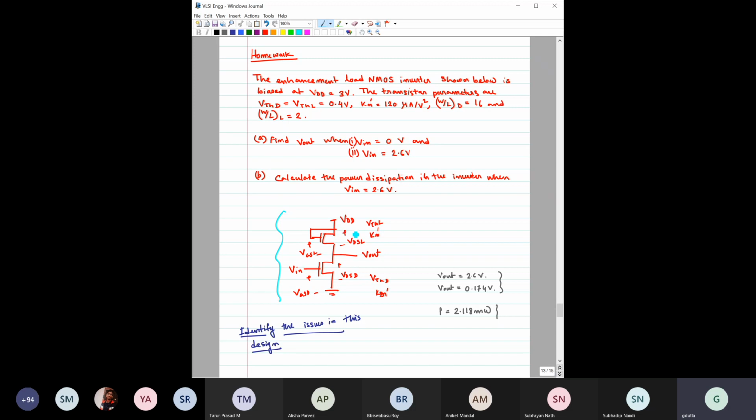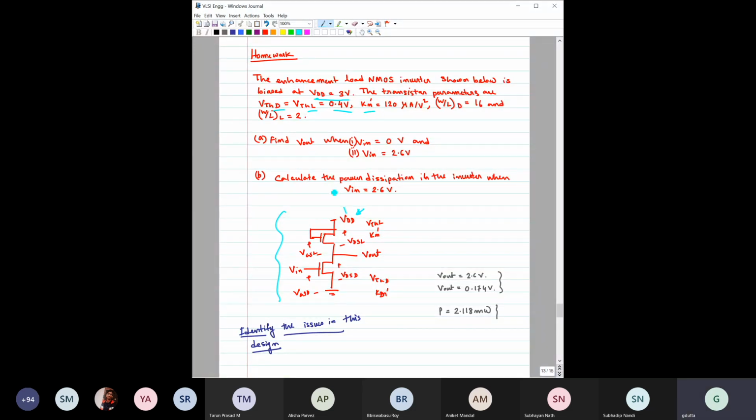What we were discussing earlier, and it is given that this VDD value is 3 volt. And the threshold voltage, sorry, it is VTH, again it is not VTN, so I should be careful. So it is VTHD and VTHL, equal to 0.4 volt, right? Because both are NMOS, the threshold voltage is expected to be positive.